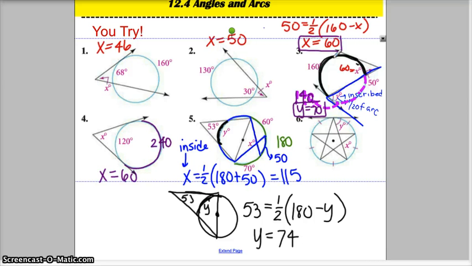Hopefully number 4 isn't too crazy, recognizing that we have 120 degrees of the circle, so the remainder part of the circle must be 240. Number 5 took me a second to see.